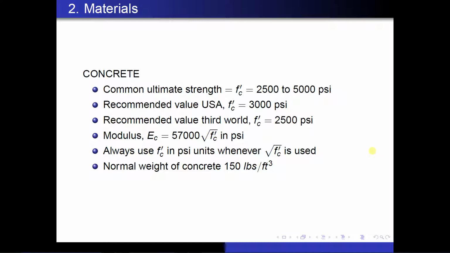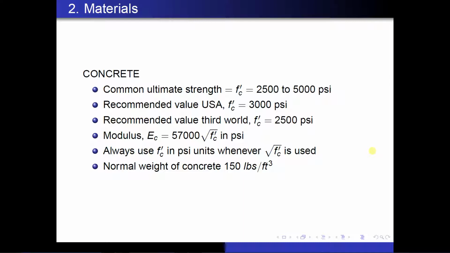Now, if you're going to be doing a project in the United States, a common value that would be easy for you to get is 3,000 psi, and so I would recommend that. Of course, higher values are okay too, depending on the situation. If you're doing a project in a third world country, then because sometimes the quality of concrete is not quite as good, when you are doing your calculations, you probably would want to use something like f'c equal to 2,500 psi.